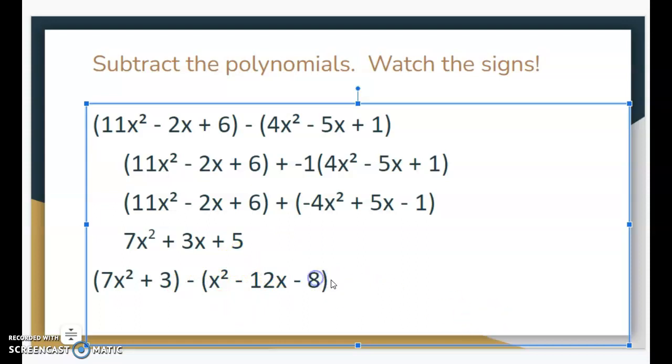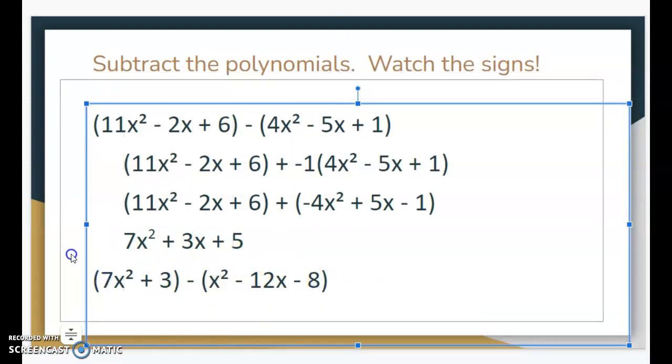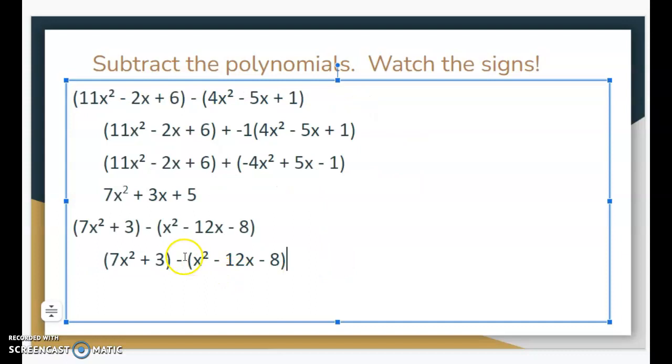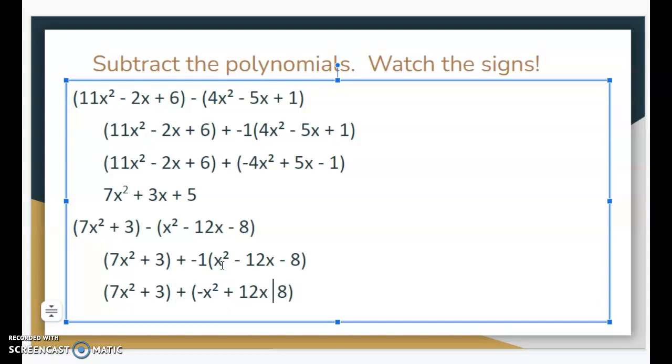I'm going to go ahead and copy it. And I'm going to change this to plus negative 1 times each of those things. The first term will stay the same. The second term will become the opposite of what it was originally. So plus a negative x squared, plus a 12x, plus an 8. Negative times a positive, negative times a negative, negative times a negative is a plus.